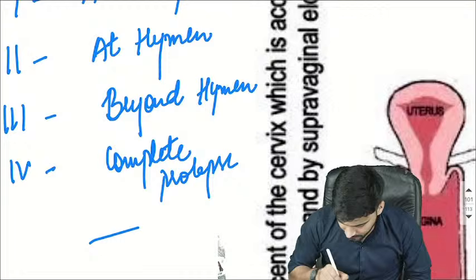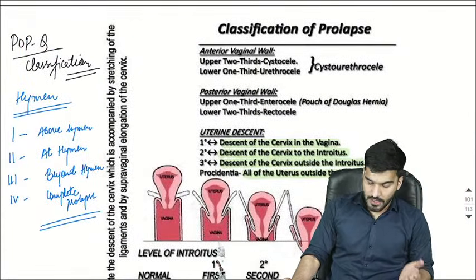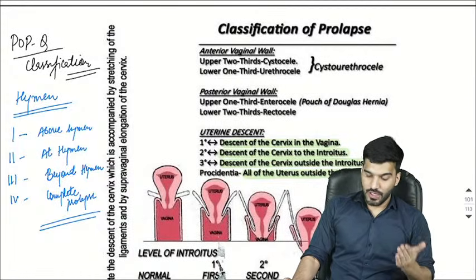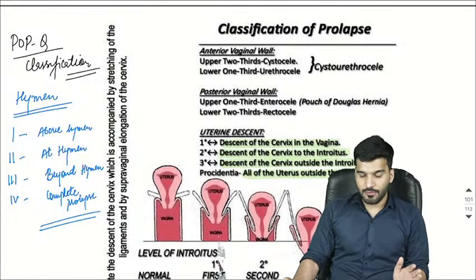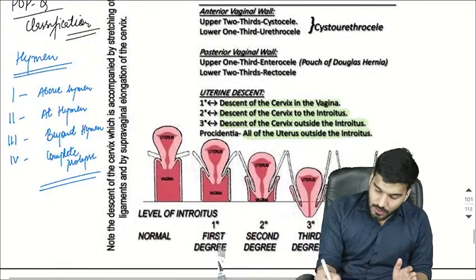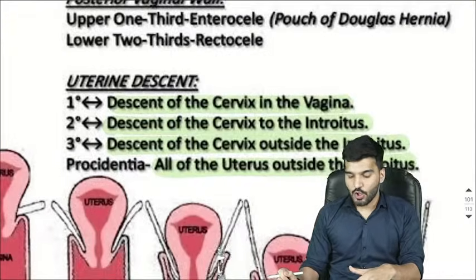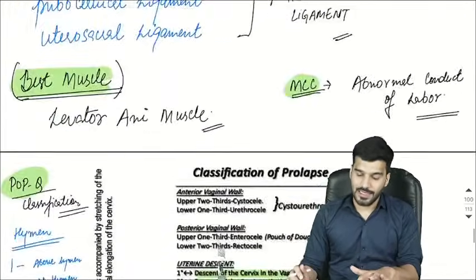That is a PYQ classification as well. Stage 1, above the hymen, more than 1 centimeter above the hymen. Stage 2, at the hymen. Stage 3, beyond the hymen, less than 1 centimeter below the hymen. Stage 4, complete prolapse. That is which classification? POP-Q classification. And this is what? Shaw's classification. So at the level of introitus, it is going to be second degree.